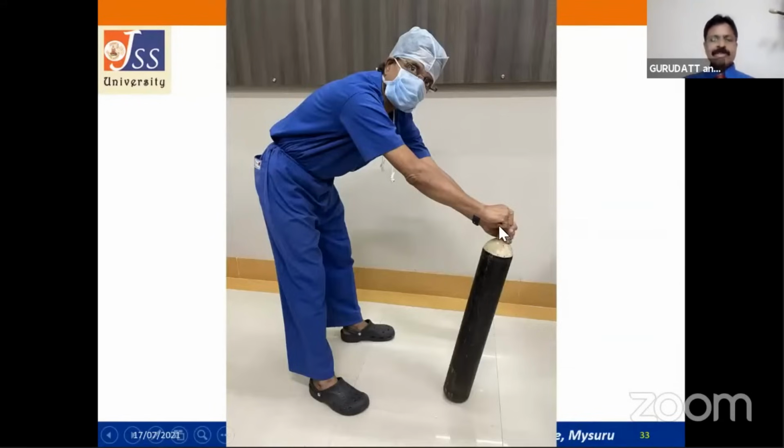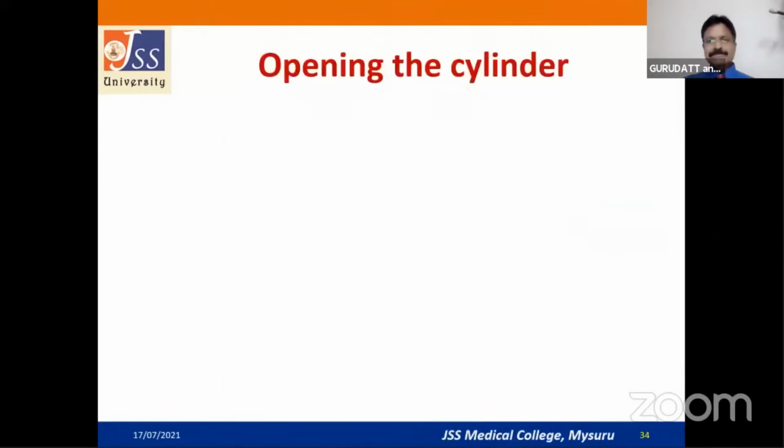Now, what the examiner wants to see is that whenever you are opening, your head is not just above the cylinder valve. You always incline the body of the cylinder forwards and then open a little bit, so that just a small amount of gas will come out and throw out any dust particles. So you bend it forwards and then open it. Never keep your head above the cylinder when you are opening. This is what the examiner wants to see: how you crack the cylinder.